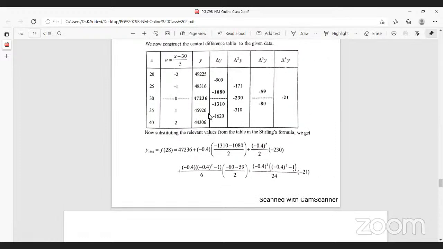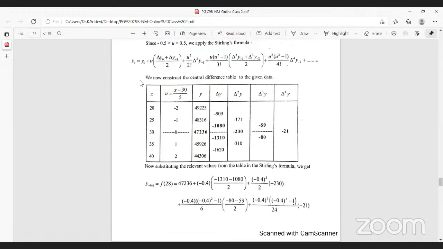Now, substituting all these values in the formula. What is the formula? Y naught is 47,236 plus U. What is U? Minus 0.4. And this is the average of this one. So, minus 13110 minus 1080 by 2 plus U square by 2 factorial, minus 0.4 squared by 2. Next value is delta square y minus 1, minus 230, plus U into U square minus 1 by 3 factorial.